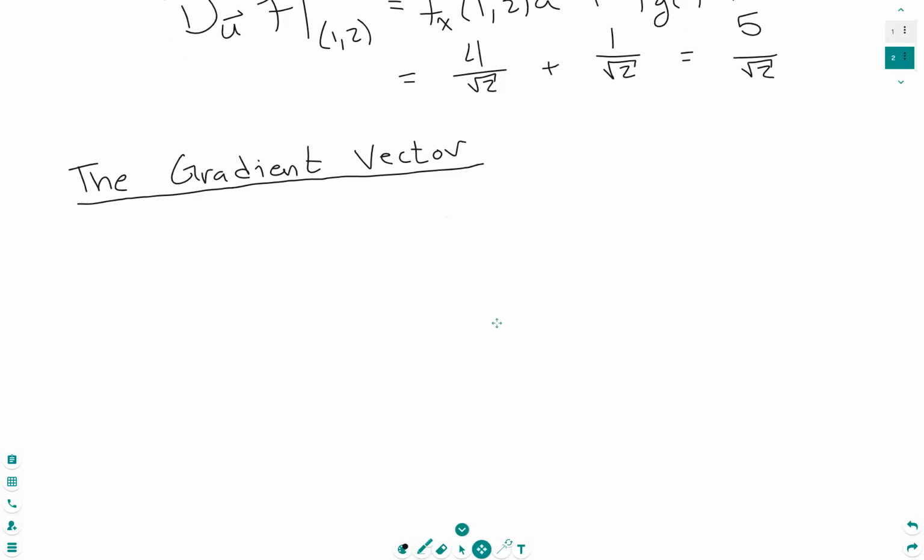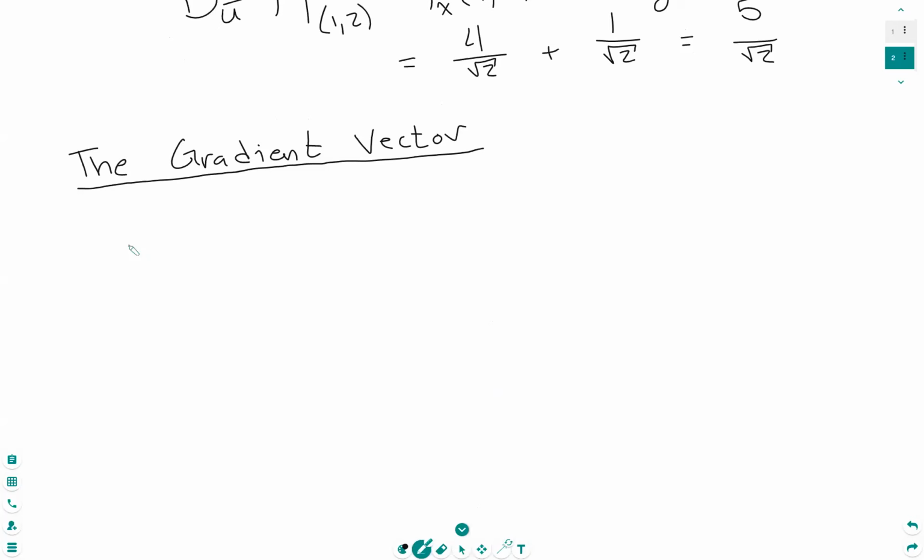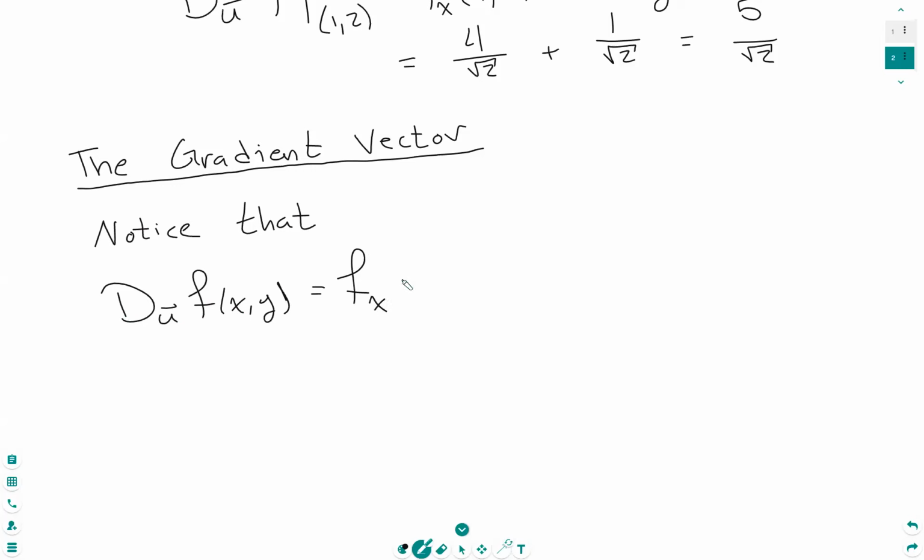So we're really starting to get into some of the material that's just going to keep showing up for the rest of the course. So now we're going to notice that our directional derivative in the u direction of our function f can be written in terms of our x and y partial derivatives, just scaled by a and b, where a and b come from our unit vector u.